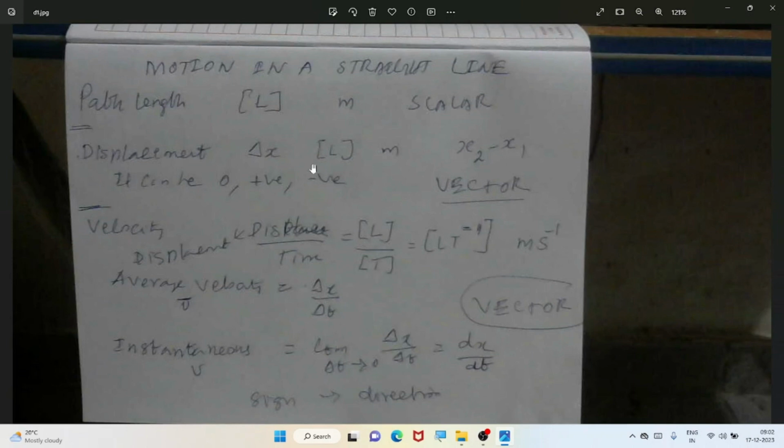Displacement. This is a vector quantity. So this is x2 minus x1, the difference in the distance. Okay, this is a vector. Displacement can be 0, positive or negative.